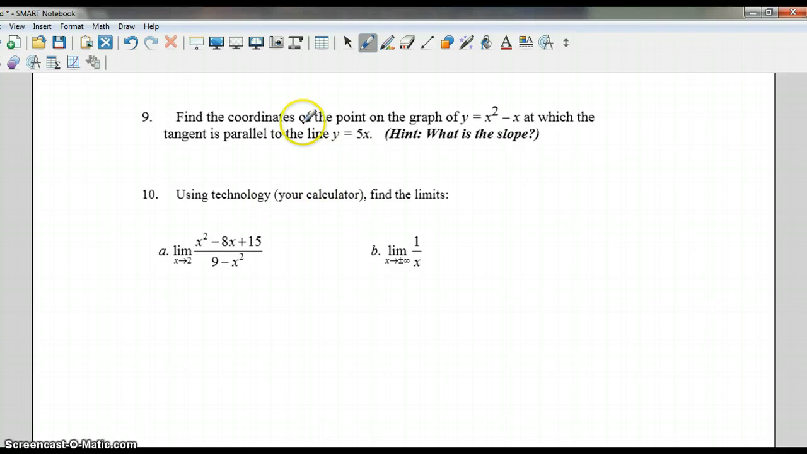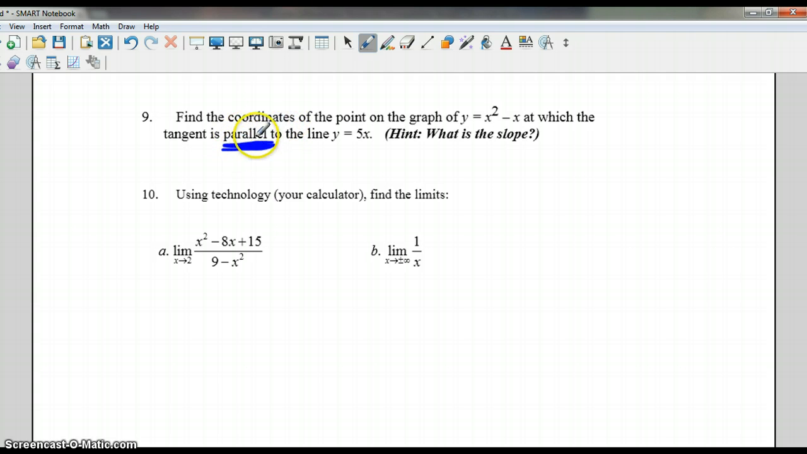Numbers 9 and 10, again, mostly review, but find the coordinates of the point on the graph at which tangent is parallel to the line. Okay, well here is a keyword, parallel. Suddenly you have a question that's very similar to one you did earlier, but it's asked a different way.